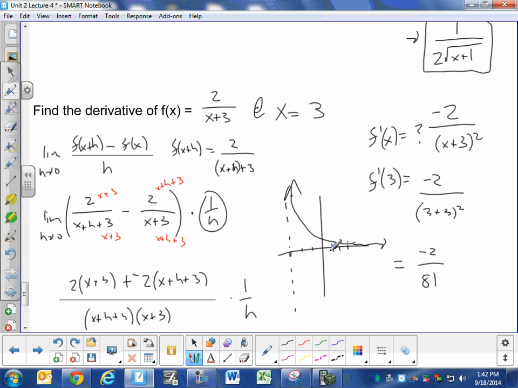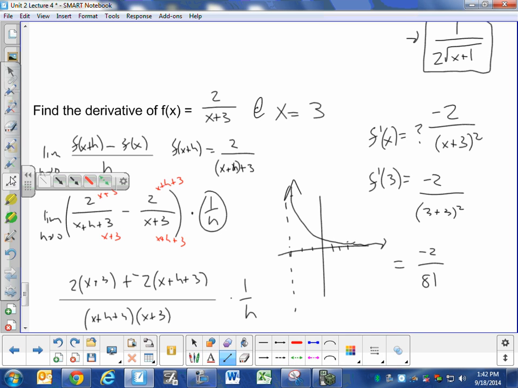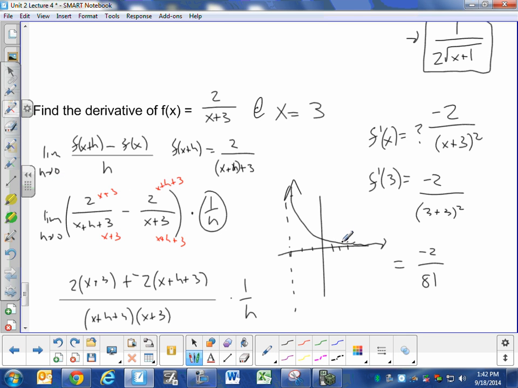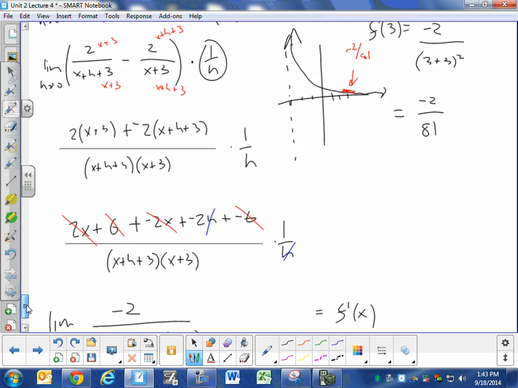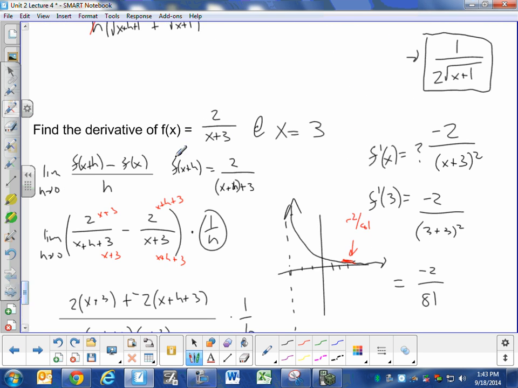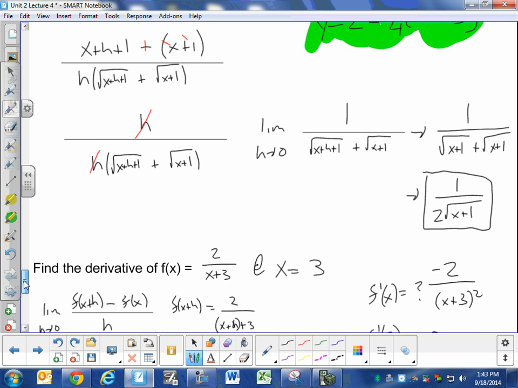If I think about it at x equals 3, I can see my tangent is very shallow and negative. Negative 2 over 81. Okay? Sometimes it helps to see visually what that tangent slope needs to be for your answers to make sense. Okay? Your homework will be more examples of finding the derivatives at values and producing equations of tangent lines.